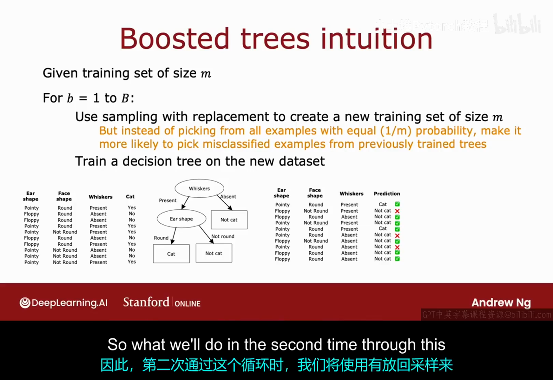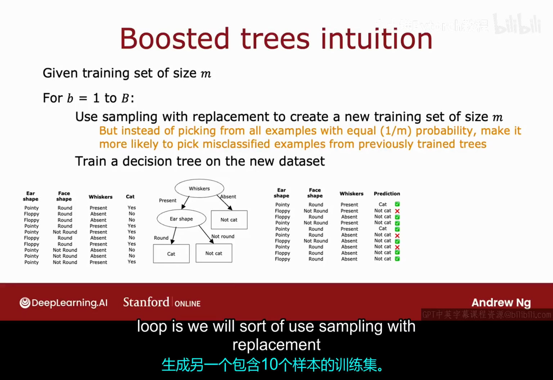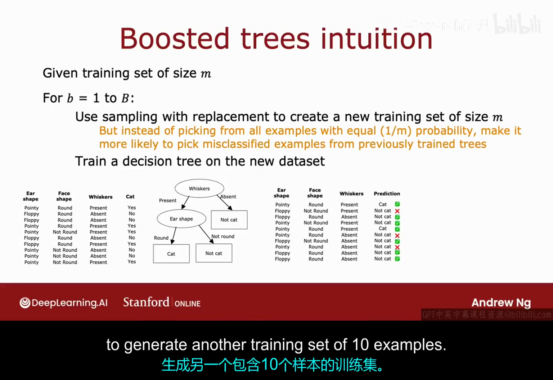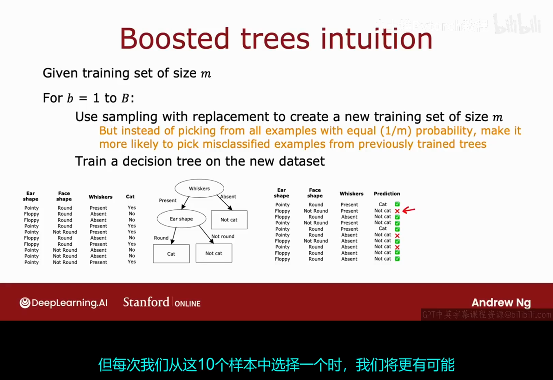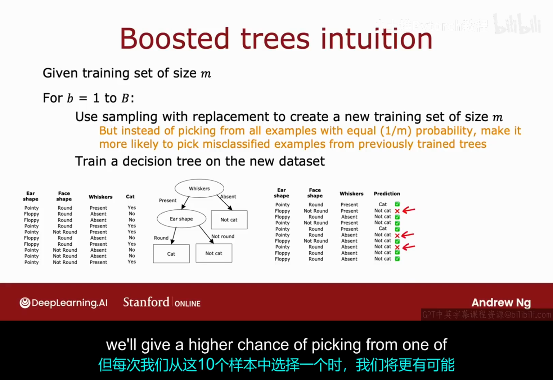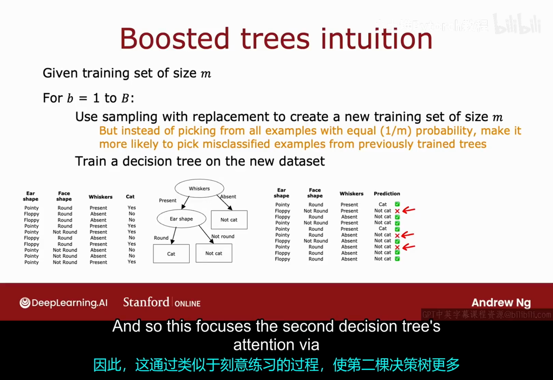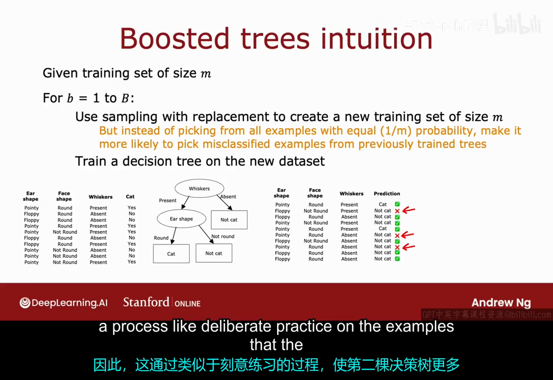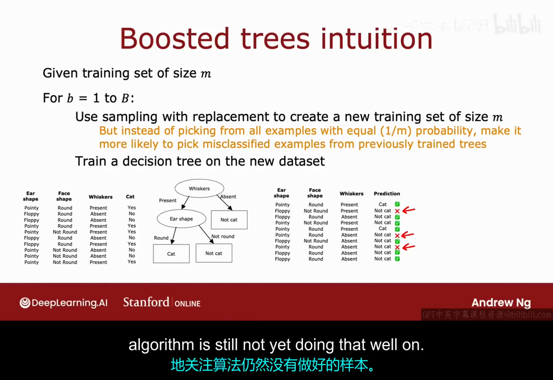So what we'll do in the second time through this loop is use sampling with replacement to generate another training set of 10 examples. But every time we pick an example from these 10, we'll give a higher chance of picking from one of these 3 examples that we're still misclassifying. And so this focuses the second decision tree's attention, via a process like deliberate practice, on the examples that the algorithm is still not yet doing that well on.